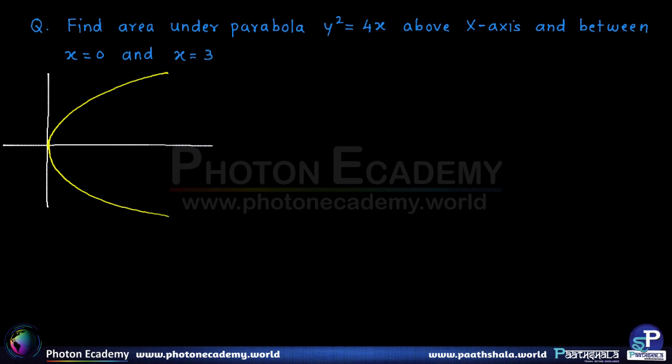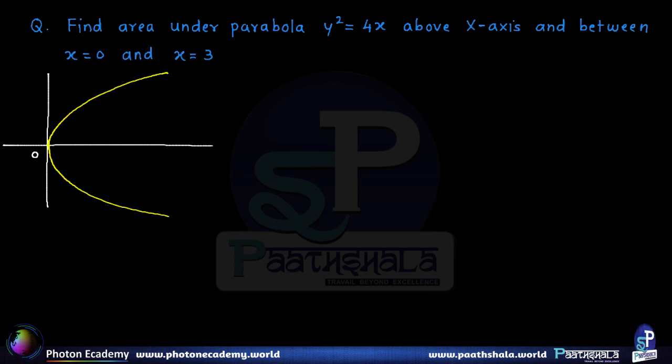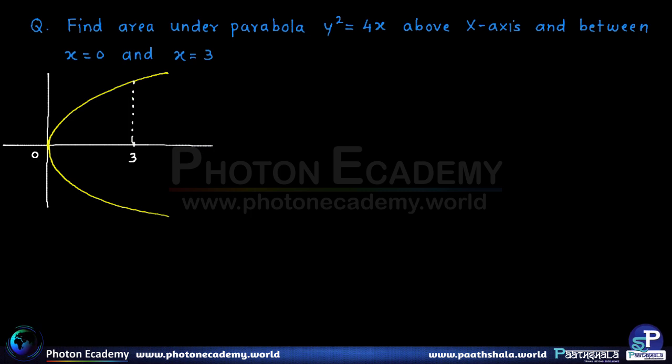And we have to find the area below the parabola between the limits x equal to 0 and x equal to 3, correct? So the area that we want to actually calculate is this particular shaded area. To get that area, let us consider the thin vertical strip. This is a thin vertical strip and it has the width of dx and the length or the height as y.